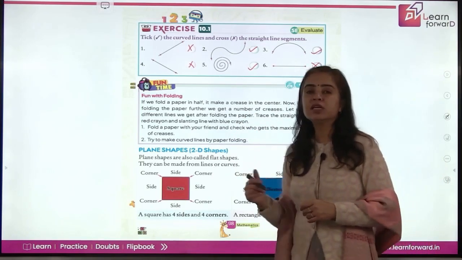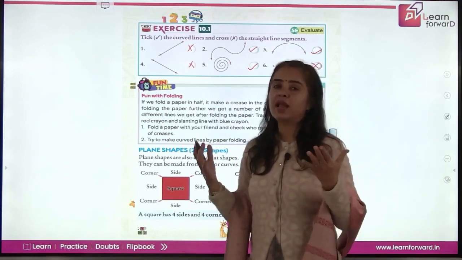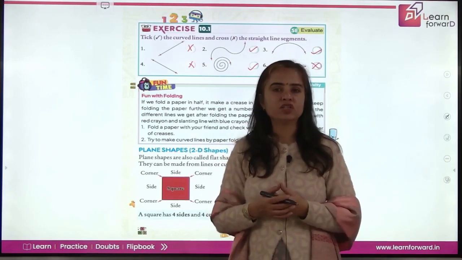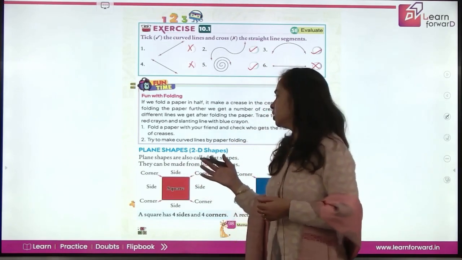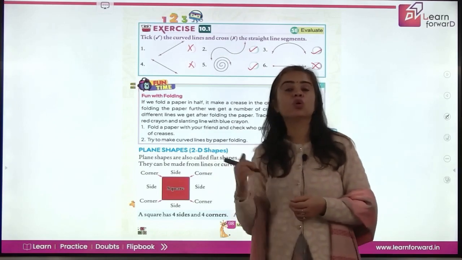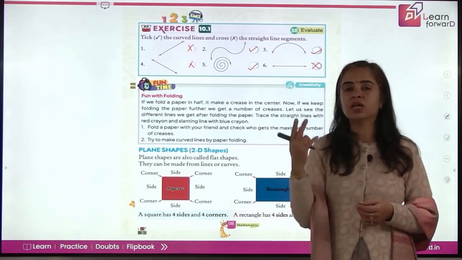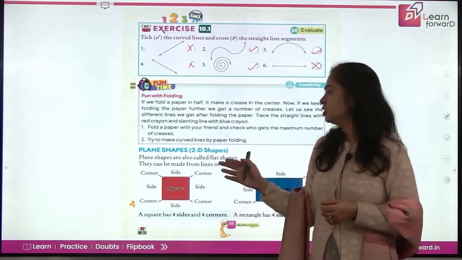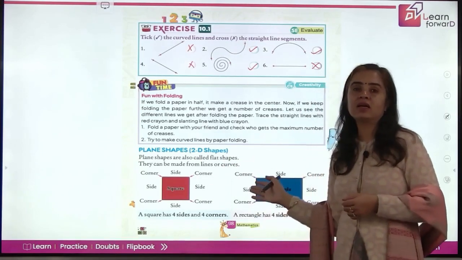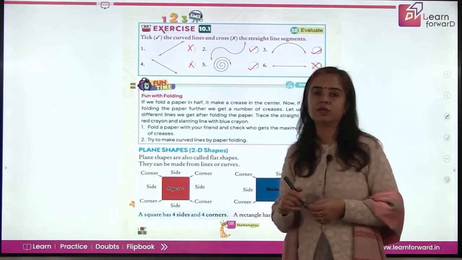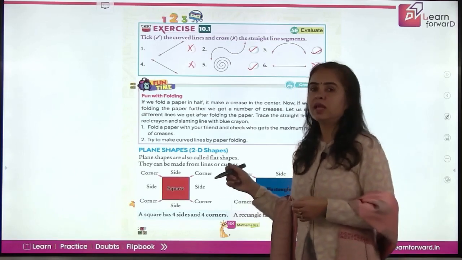Now using these basic lines, we have different shapes. The first category of shapes is plane shapes, which are also called 2D shapes because they have 2 dimensions. So they are called 2D shapes. What are these shapes? The square, the rectangle, the triangle that you have learned. Now let us learn about them.